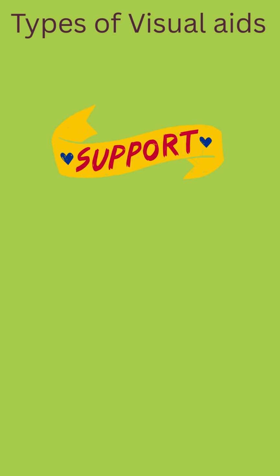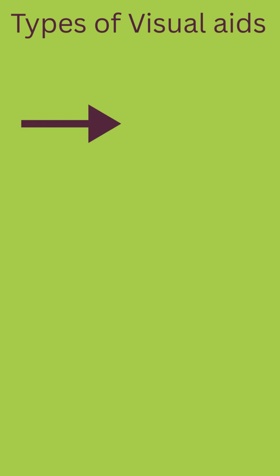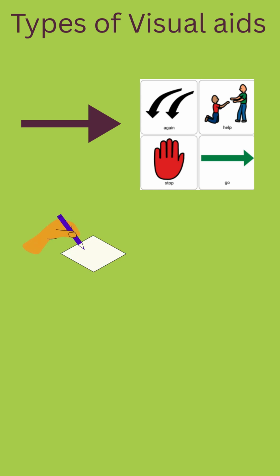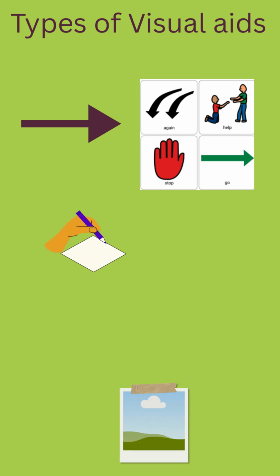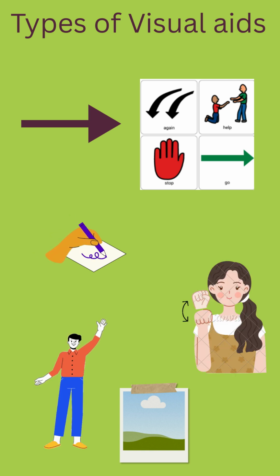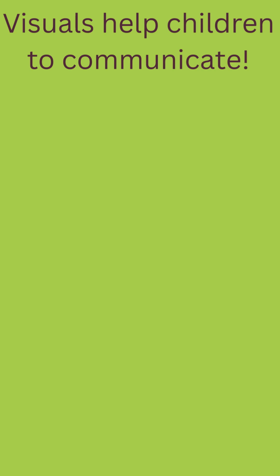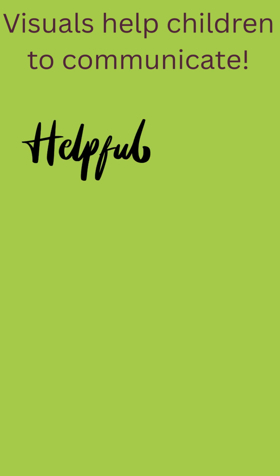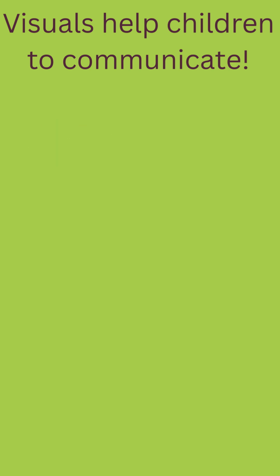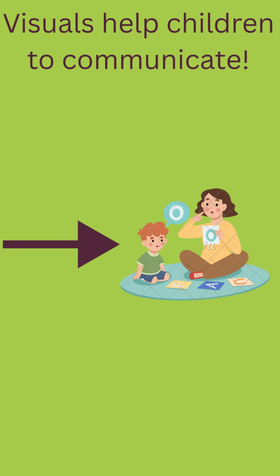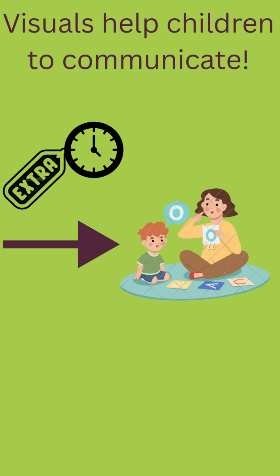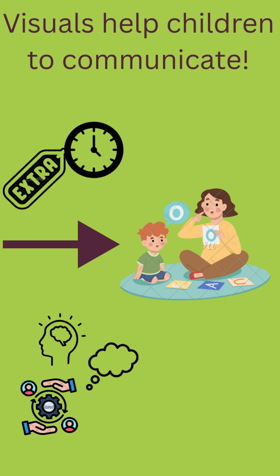Visuals can help and make it easier for children to communicate. There are many different types of visual aids, including symbols, drawings, pictures, photographs, gestures, and sign. Visuals can be very helpful for children who may be having difficulties understanding spoken language. Using visual supports at the same time as talking can give children extra time to understand, prepare for change, or think about how to respond.